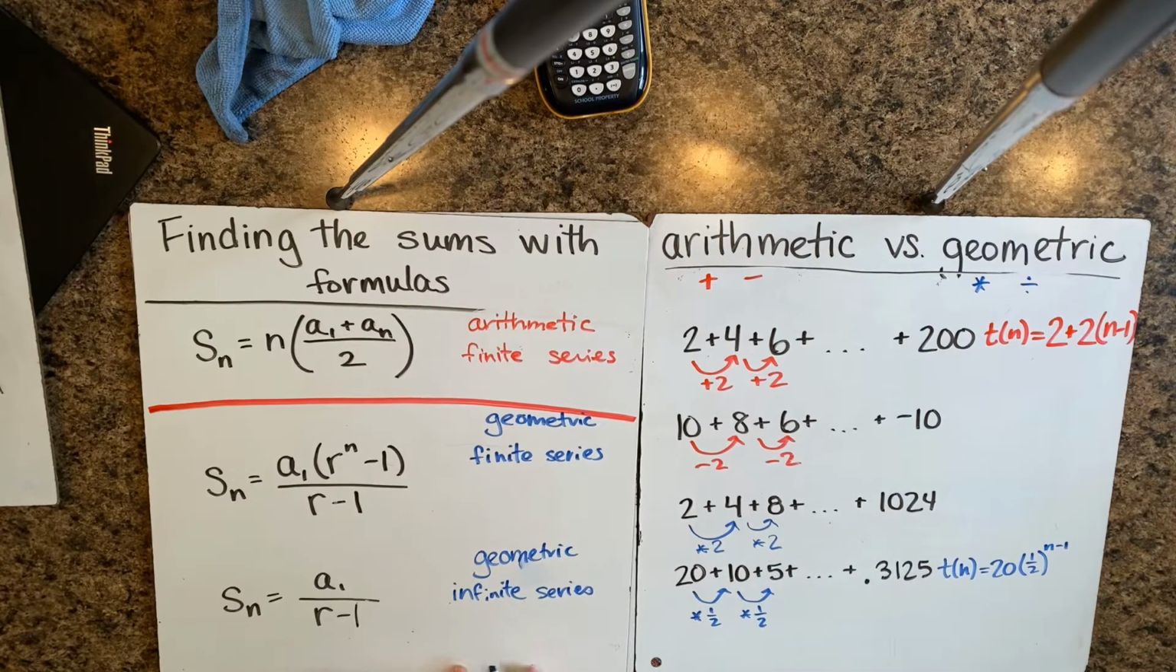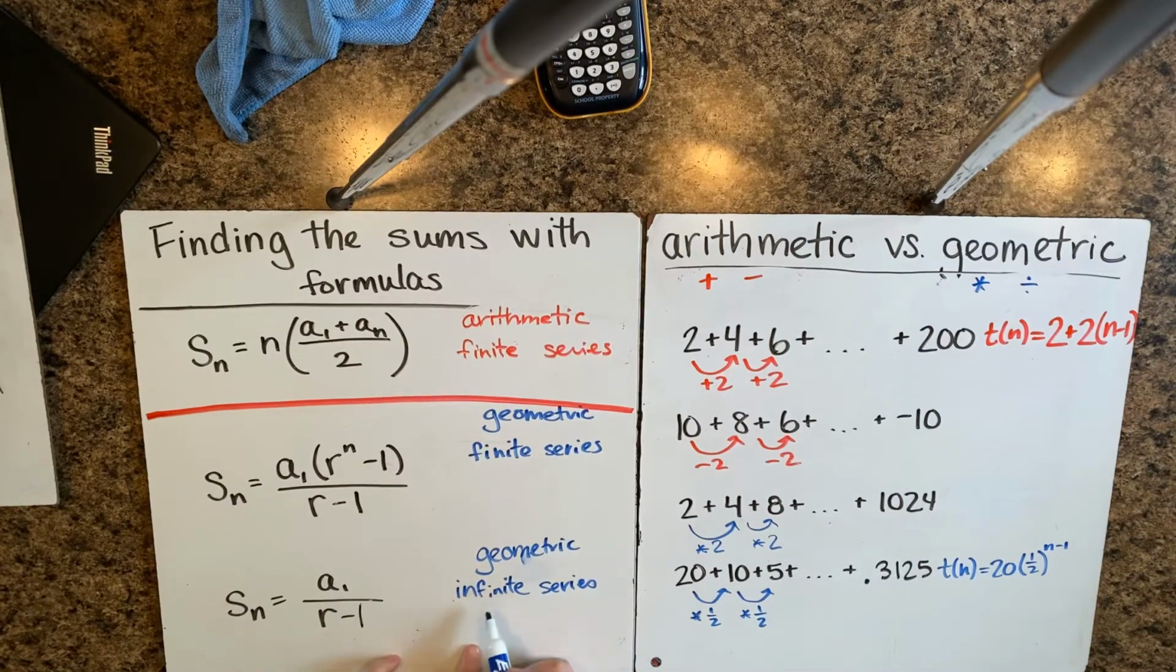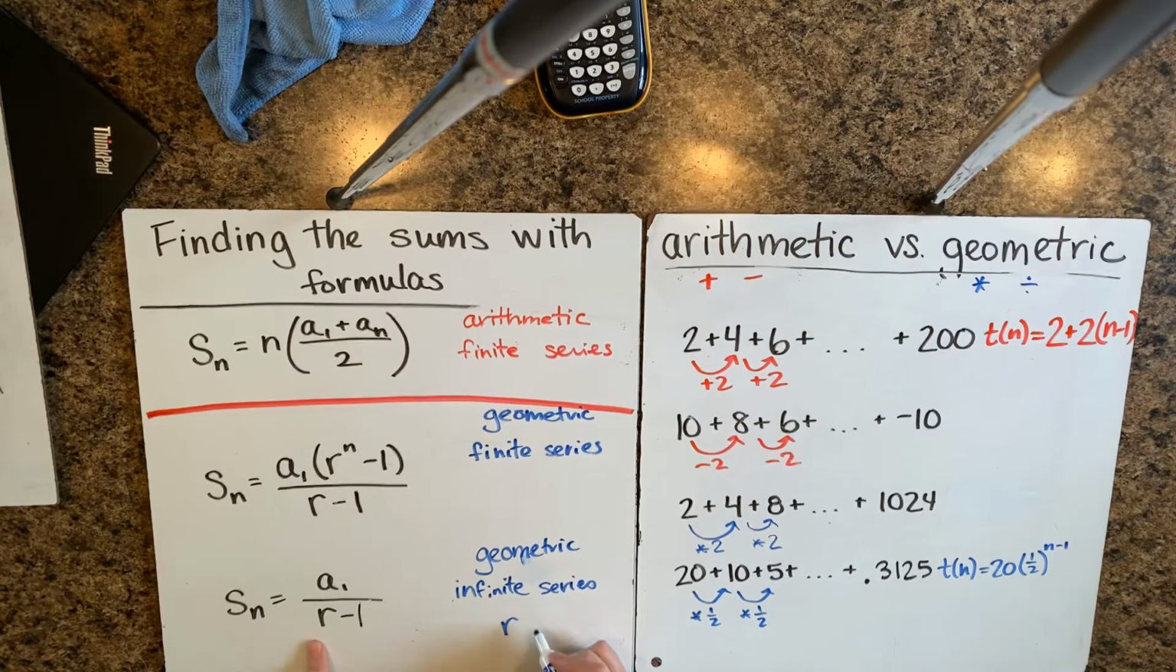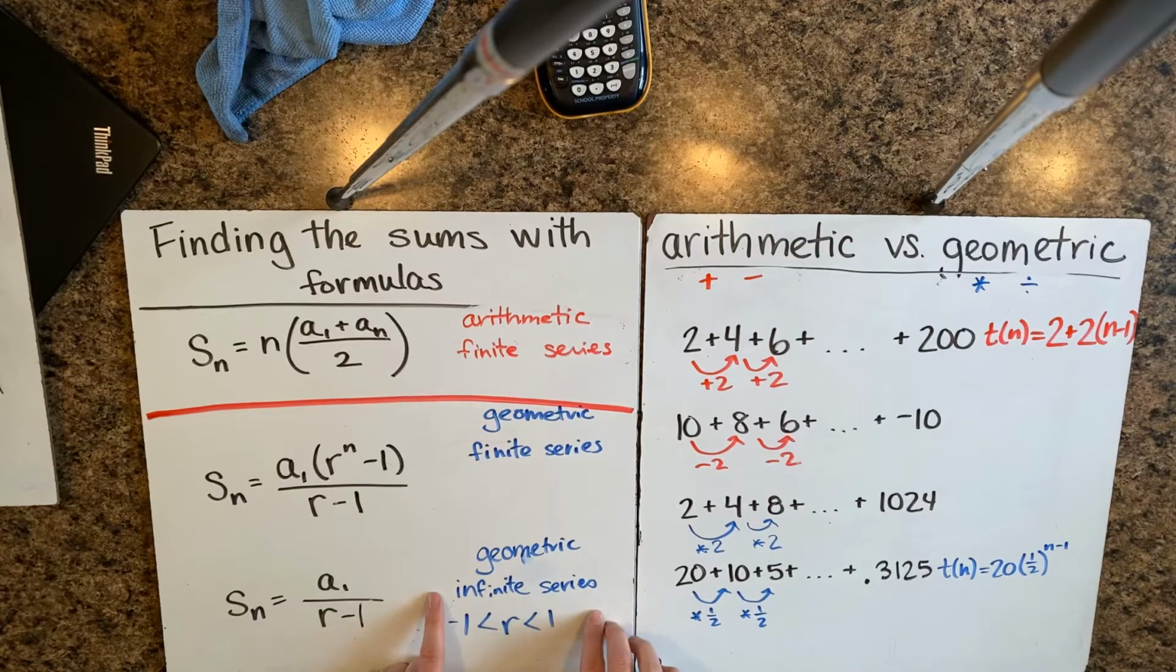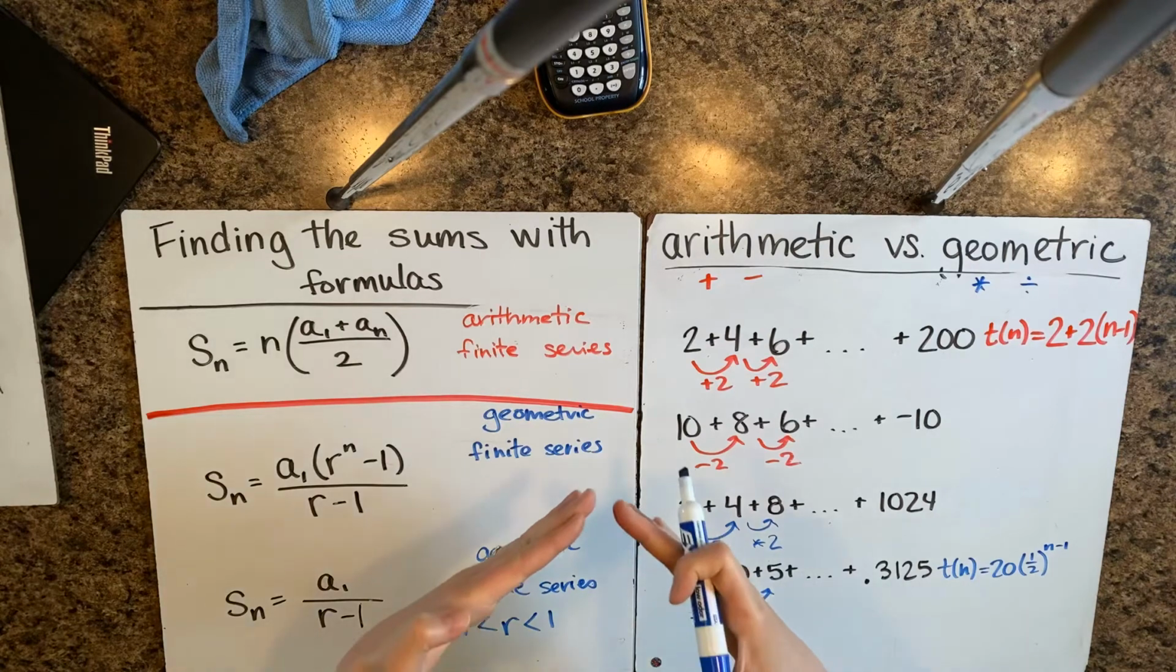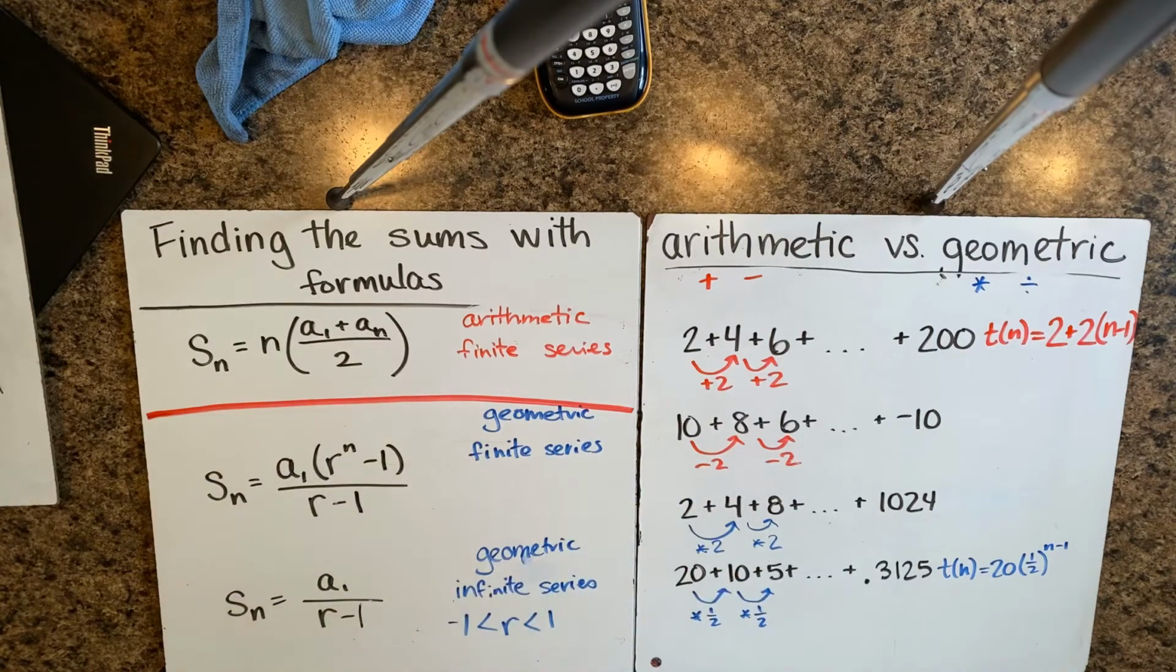Okay, just a quick reminder, we can only find an infinite series sum if the r value, if the multiplier is between -1 and 1. If it's greater than 1 or less than -1, there's no way to find the sum, okay? Because you're just getting too big forever and ever, or too small forever and ever. You're never converging in on a single number.